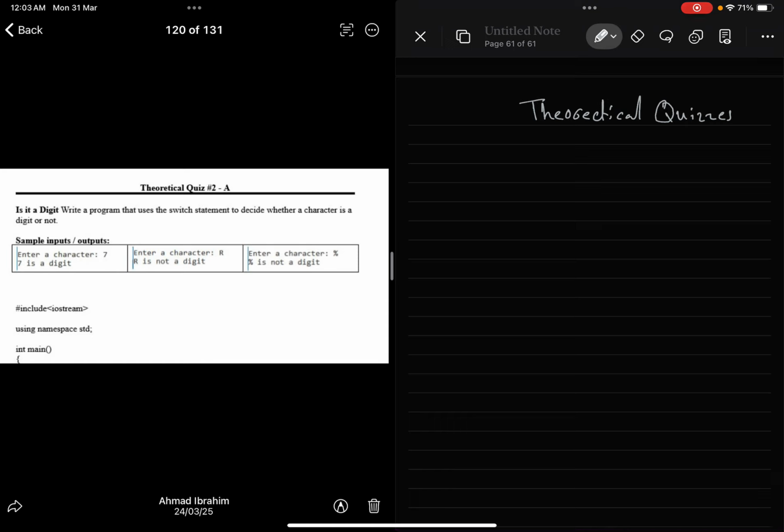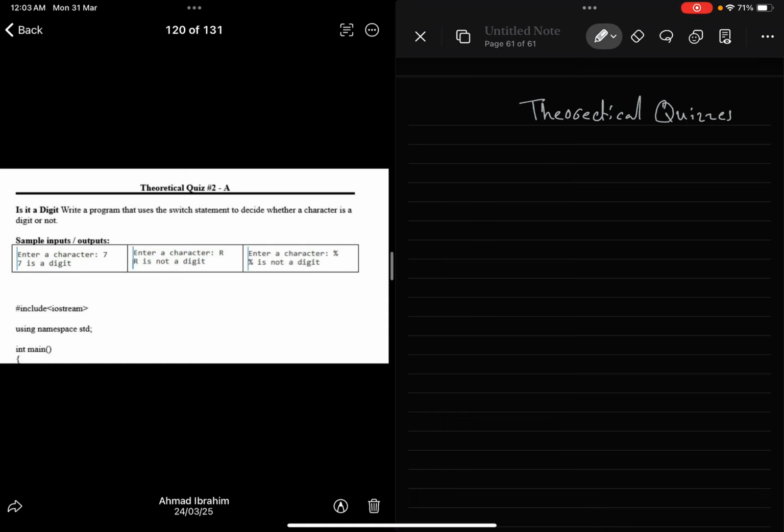okay, so just in case, a digit is a number, so we from 1 to 9. So here when we write R, it says R is not a digit or modulus or anything instead of 1 to 9. So here it says include iostream using namespace std, which is the basic thing you have to know. Int main, and we will start now.